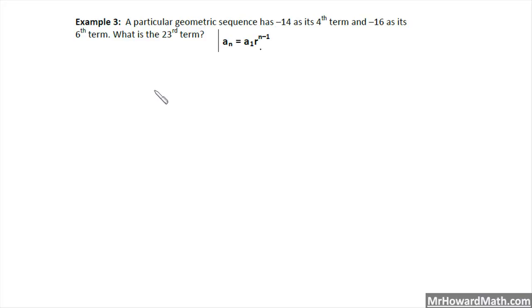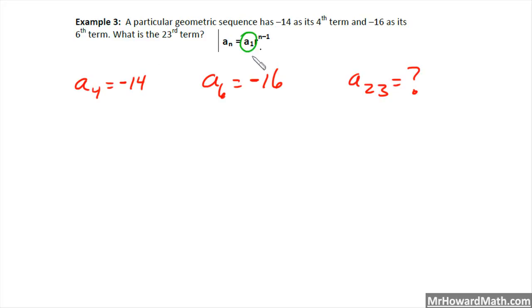Okay, example 3. A particular geometric sequence has negative 14 as its fourth term, so that would be a sub 4 equals negative 14, and negative 16 as its sixth term, so a sub 6 equals negative 16. What is the 23rd term? So a sub 23 is what we are trying to find. In our formula we need the r value and we need the a sub 1 value. So we're going to have to find this r value first. We need to find that common ratio.